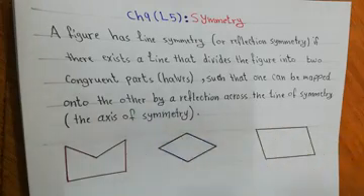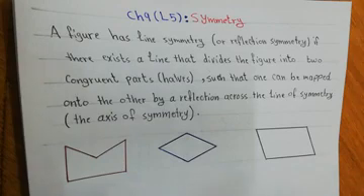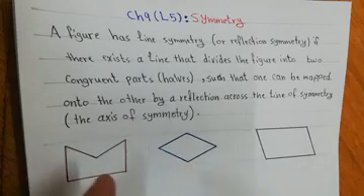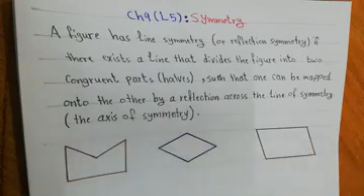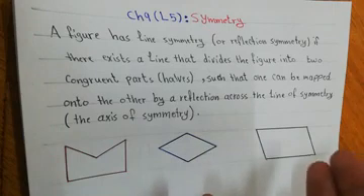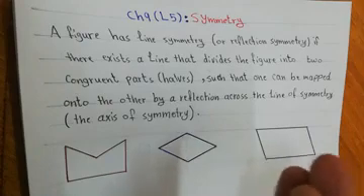A figure has line symmetry or reflection symmetry if there exists a line that divides the figure into two congruent parts, two halves, such that one can be mapped onto the other, or coincide with the other, by a reflection across the line of symmetry. We also call it the axis of symmetry.